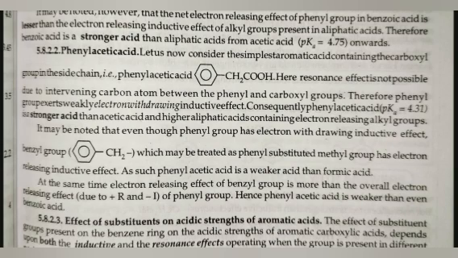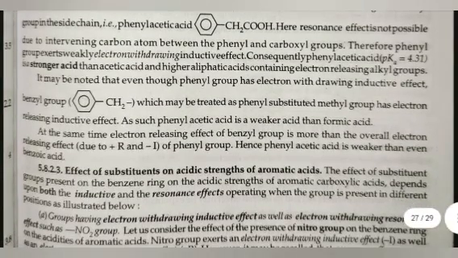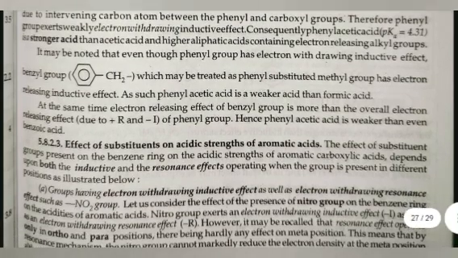Phenylacetic acid. Let us now consider the simplest aromatic acid containing the carboxylic group in the side chain, phenylacetic acid. Here, resonance effect is not possible due to the intervening carbon atom between the phenyl and carboxyl groups. Therefore, the phenyl group exerts a weakly electron withdrawing inductive effect. Consequently, phenylacetic acid is a stronger acid than acetic acid and higher aliphatic acids containing electron releasing alkyl groups. It may be noted that even though the phenyl group has an electron withdrawing inductive effect, the benzyl group, which may be treated as a phenyl substituted methyl group, has an electron releasing inductive effect. As such, phenylacetic acid is a weaker acid than formic acid.